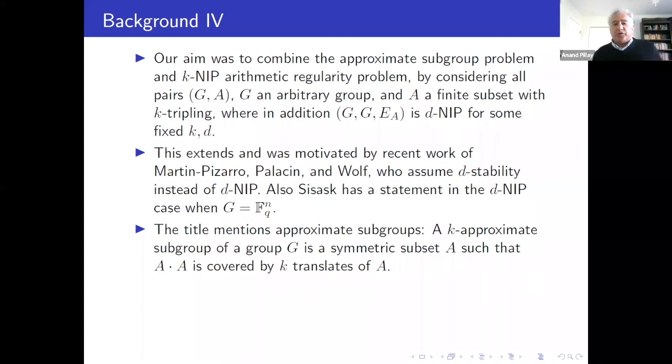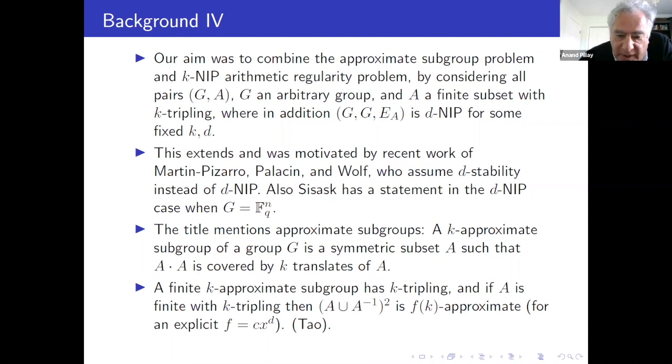Now, the title of this talk mentions approximate subgroups. So a k-approximate subgroup, where k is a positive integer, of a group G is a symmetric subset A, where symmetric means A equals A to the minus one, such that A times A, the collection of products of something in A and something else in A, is covered by K translates of A. Covered by, right? So there are K left translates of A whose union contains this set as a subset. Okay.